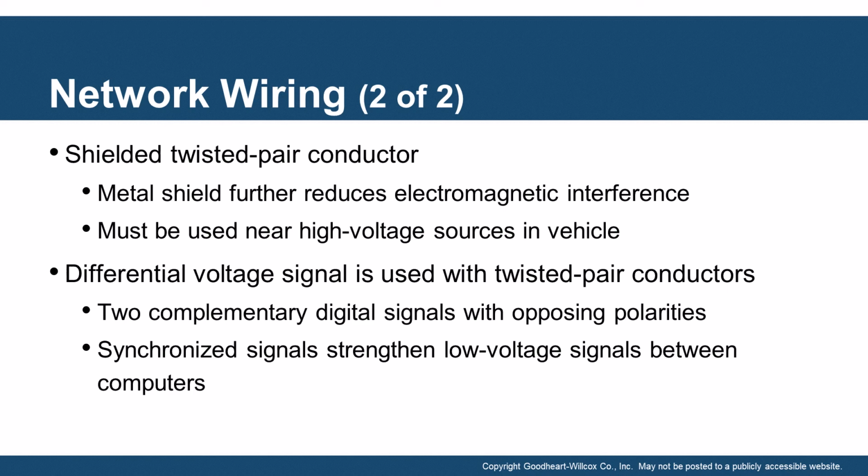Then we have what they call differential voltage signal that's used in a twisted pair conductor. Those are two complementary digital signals with opposing polarities, and they are synchronized signals to strengthen low voltage signals between computers. Again, as vehicles come with components that have higher voltages, there are higher magnetic fields around them. And so we have to protect the integrity of the signal that's being sent. And so that's why you're seeing these different adaptations of those wires.